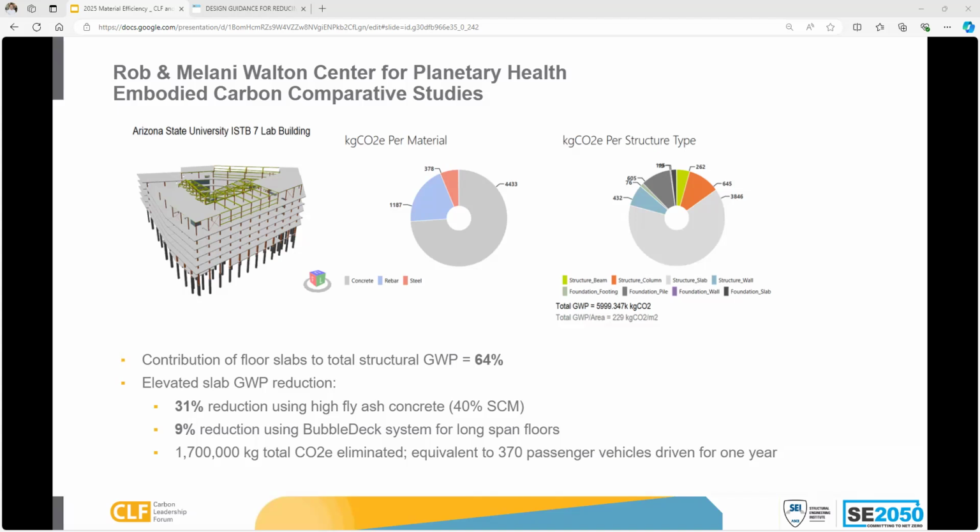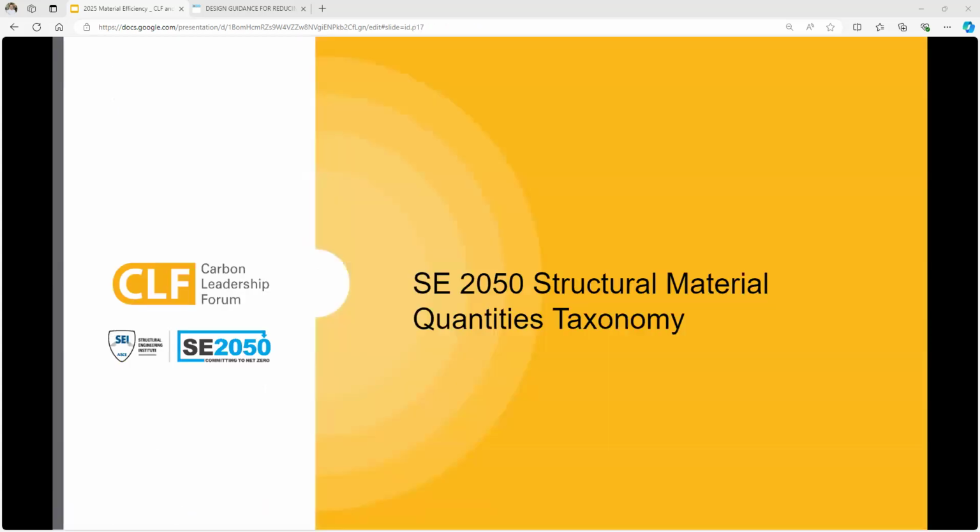And then interestingly, using the fly ash concrete reduced about 30%, whereas the voided slab was about 9% here. So interesting reflection for us in terms of the impact of our interventions. Okay, I'm going to hand over to Mike, who's going to talk a little bit about taxonomy.